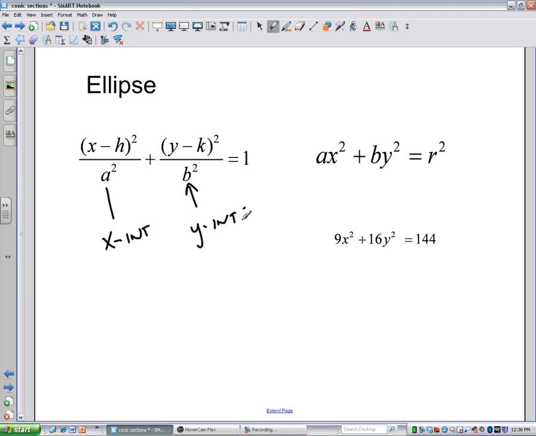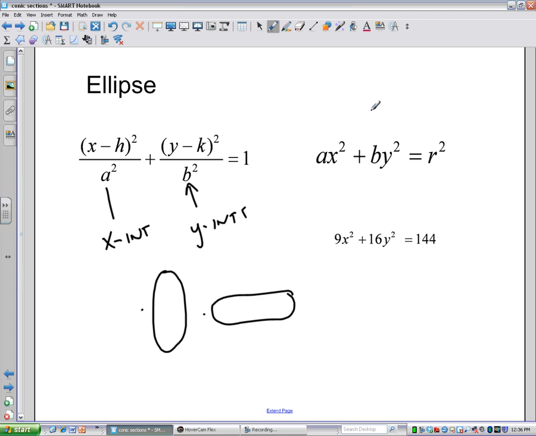So if I want the ellipse to look, let's see if I can draw an ellipse, sort of like that, then I want my a values to be smaller than my b values. So I might say this is 3 squared and that's 5 squared, and I'd get intercepts up here at plus or minus 5, and back there at plus or minus 3. If I want an ellipse that looks that way, then I'd want my a values to be larger than my b values, depending on which way you want it to be oriented.